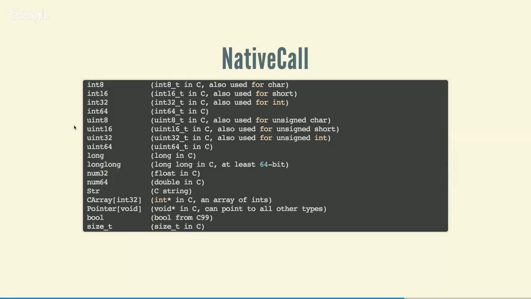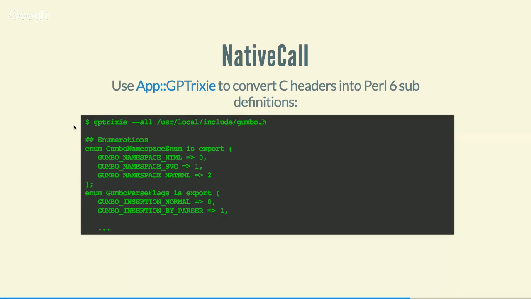And here's a map of types. You can find that in the documentation. On the left side is what you have in C, and on the right side, what you would use in Perl 6, like when you're writing the signature or the return value. There's also a module called App::GPTrixie. It provides a script, and you can feed it a C header file, and it will generate all the code that you need to link a C library to Perl 6. It's not perfect, but if you know C, I think it will be really easy for you to finish off what the script started.